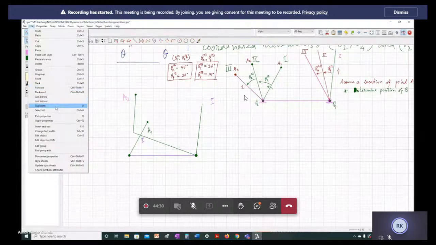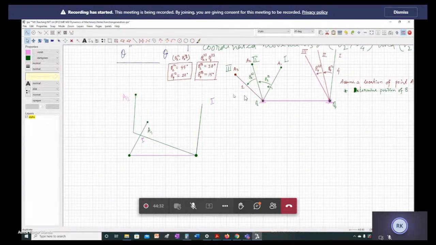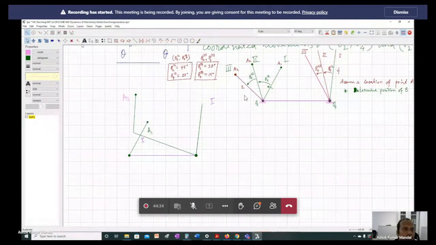This you will do using your trace paper. It is easy. For this you take a trace paper, which is a transparent one. Have I pressed the copy option?